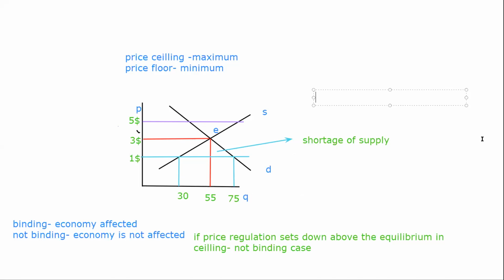Okay, let us continue then. Okay, this is all about a price ceiling. Now we will move to the price floor. We said the price ceiling is the maximum price. Now the price floor is the minimum.